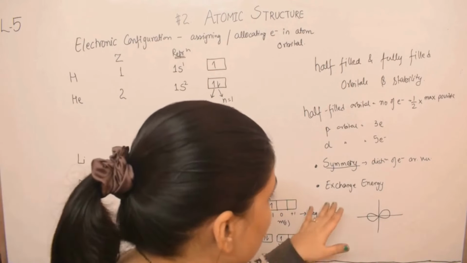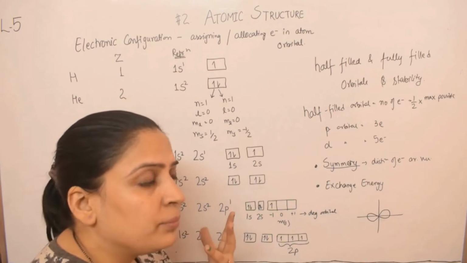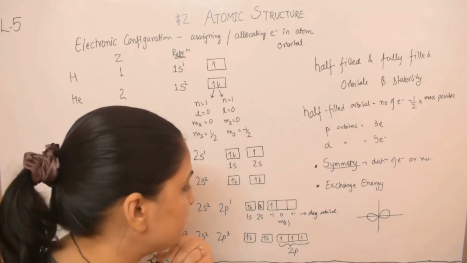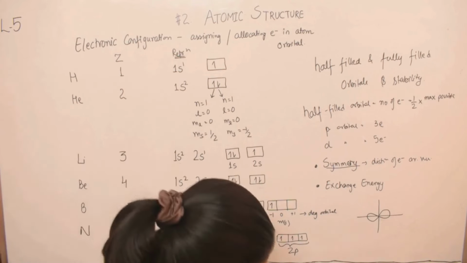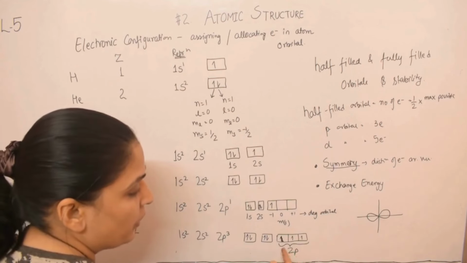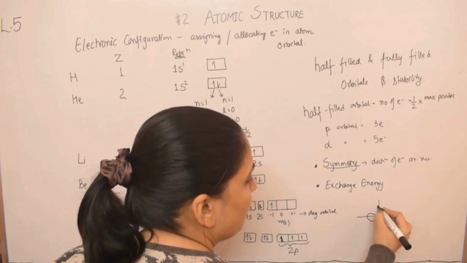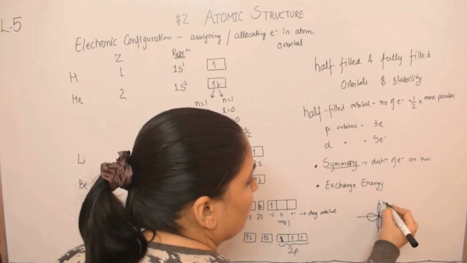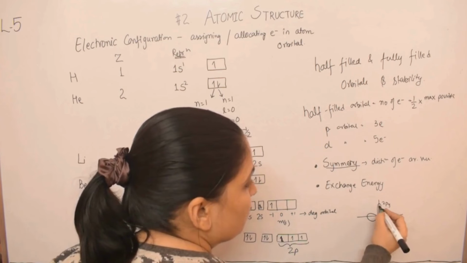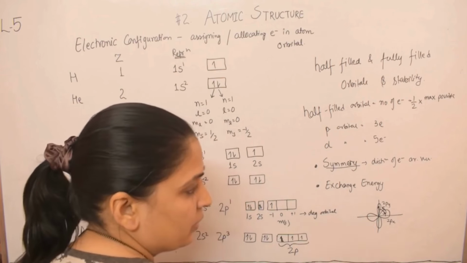Exchange energy is a kind of additional energy which is established as a stability factor. In the case of half-filled orbitals, the electrons present in 2p, in 2px, 2py and 2pz, can be exchanged through the tunneling effect.